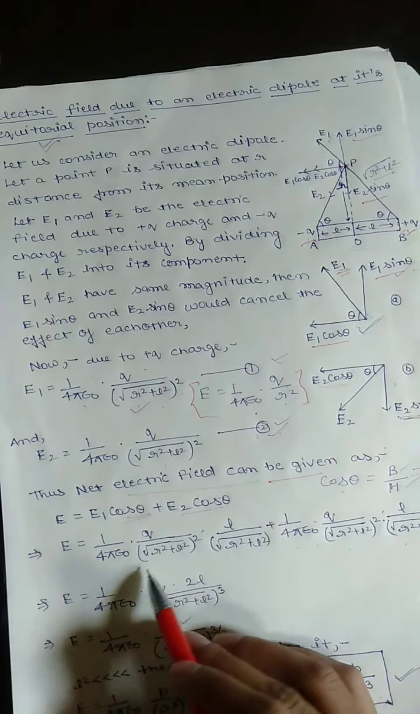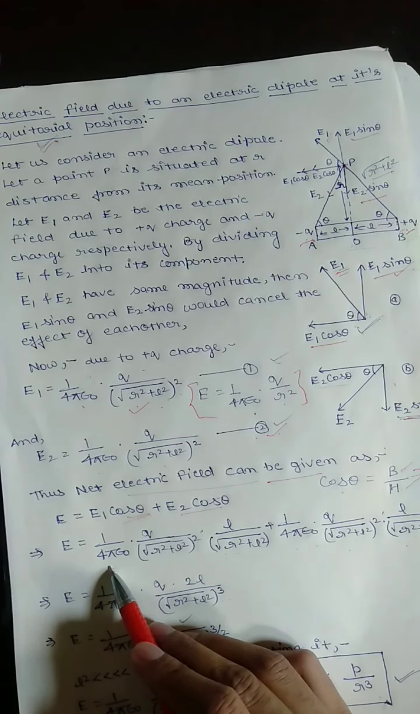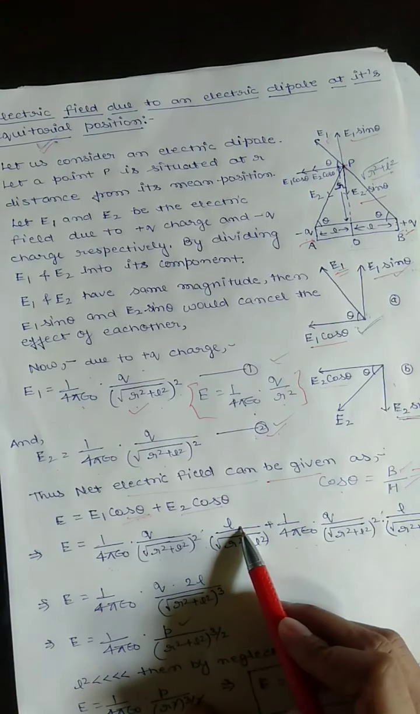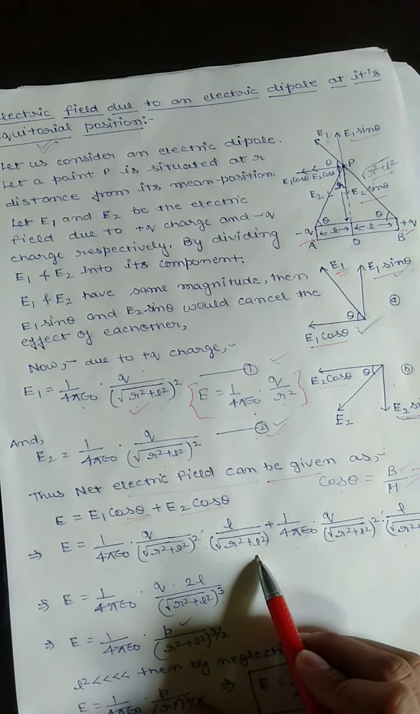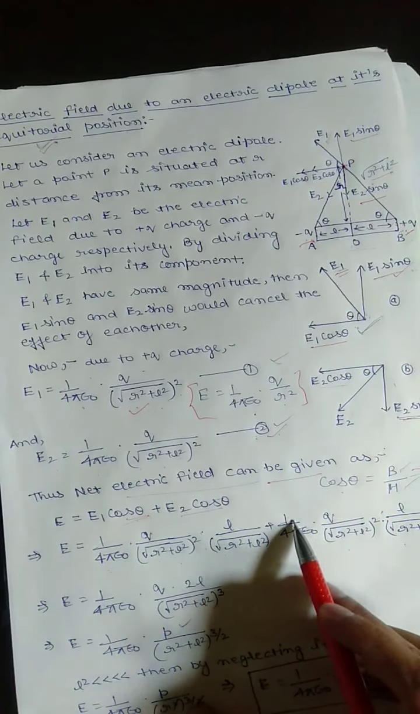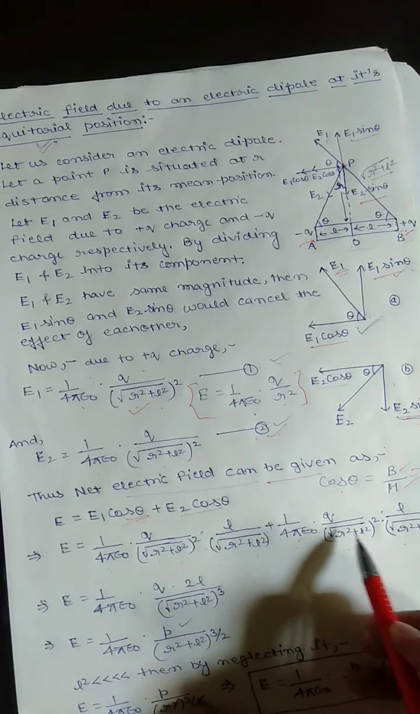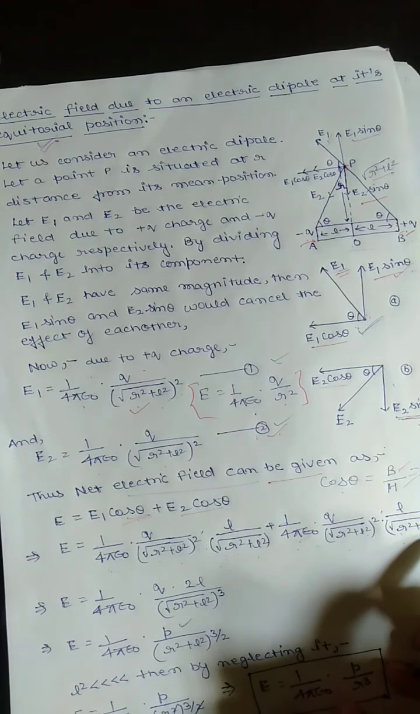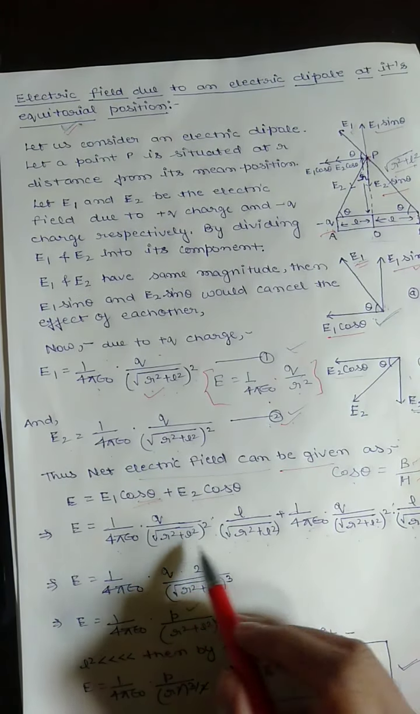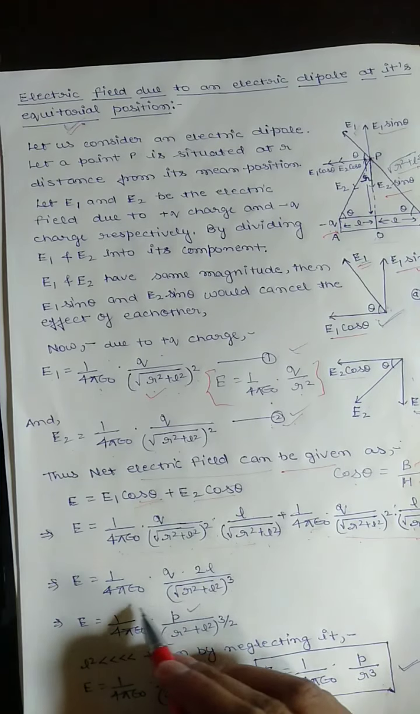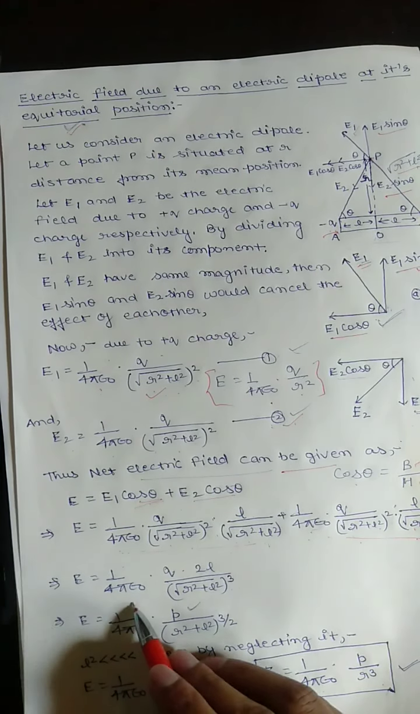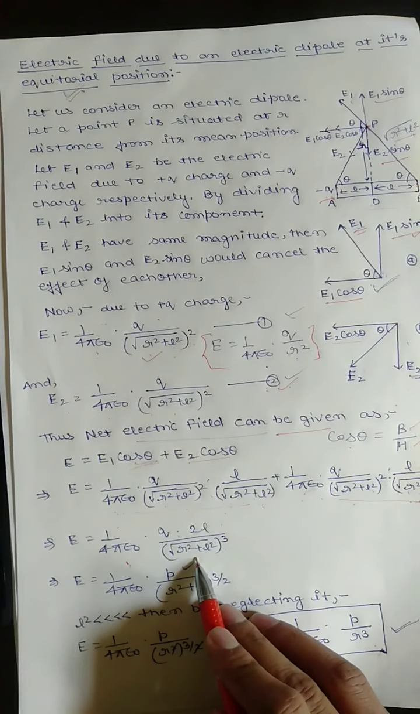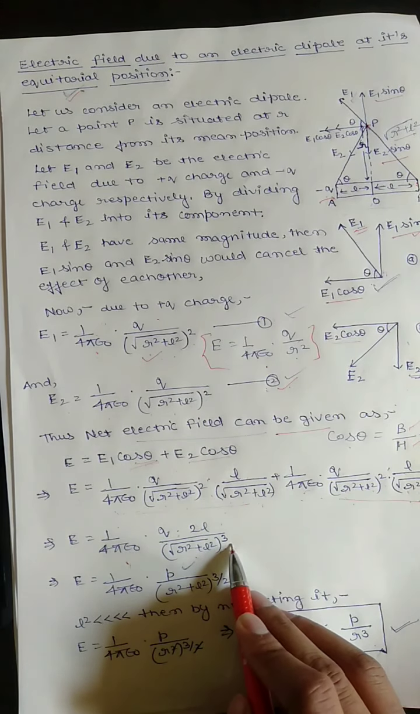Putting in the values, we get E is equal to 1 upon 4 pi epsilon naught q upon (under root r square plus L square) whole square, dot L upon under root r square plus L square. Similarly for E2 cos theta it is 1 upon 4 pi epsilon naught q upon (under root r square plus L square) whole square, and L upon under root r square plus L square. Here as both the quantities are the same, we add them and we get E is equal to 1 upon 4 pi epsilon naught, q dot 2L upon (under root r square plus L square) whole cube.